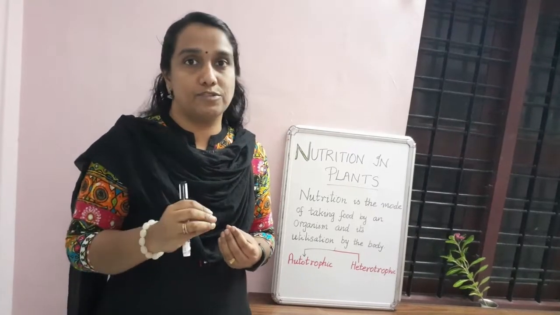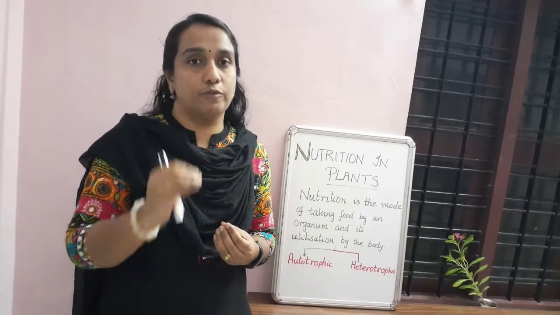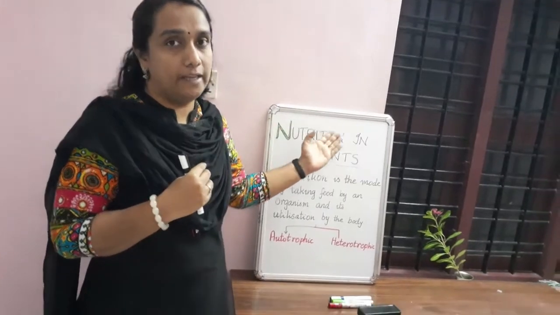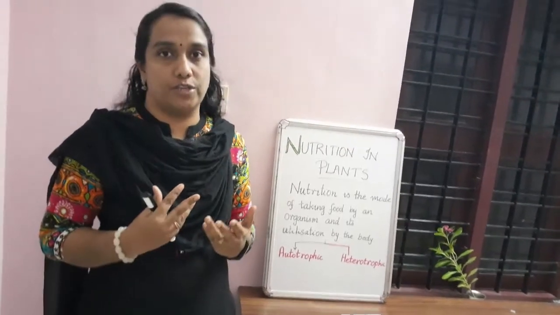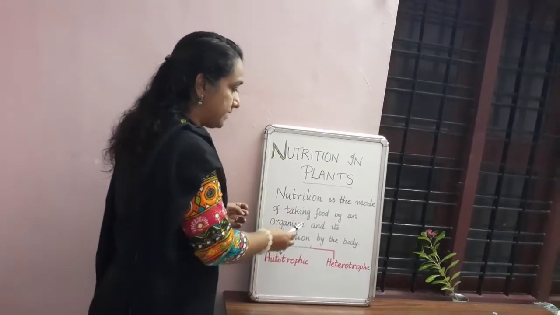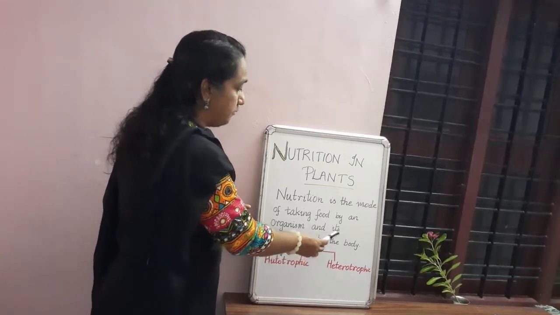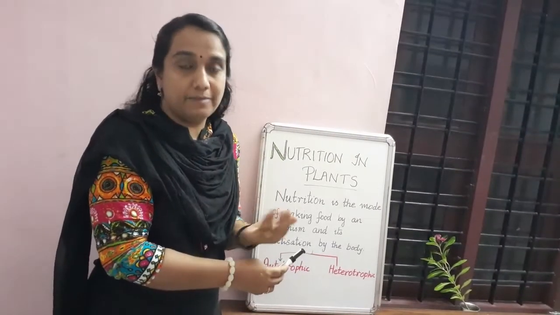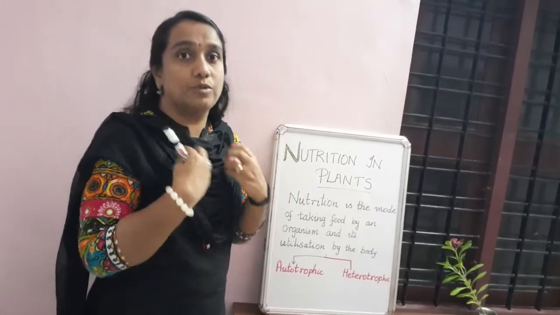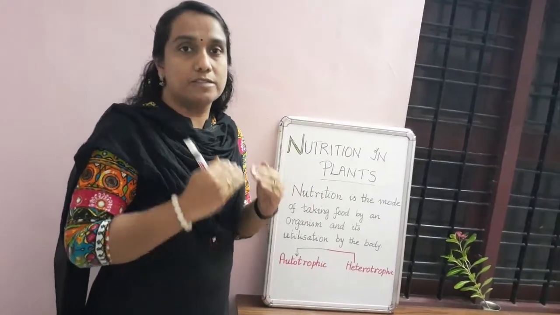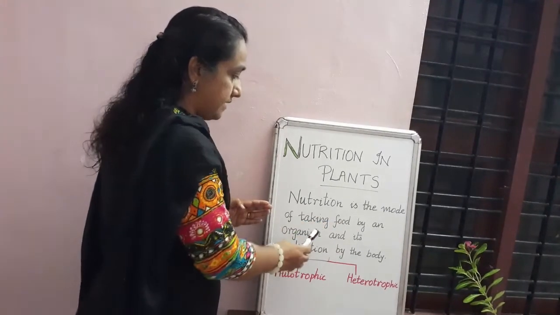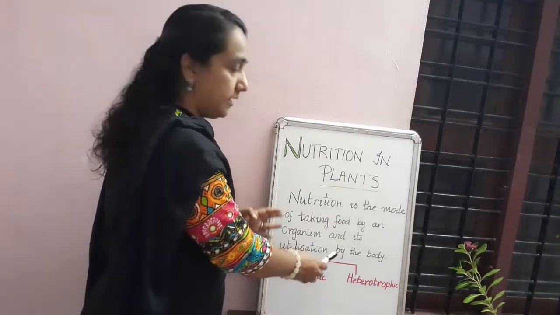So today in this chapter we are going to learn about mode of nutrition in plants. So let's see what is nutrition. Nutrition is the mode of taking food by an organism and its utilization by the body. How an organism is getting the food and how it is utilizing it in the body to get energy, that is known as nutrition.